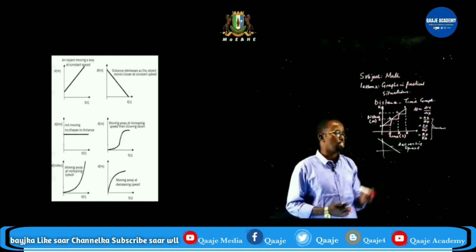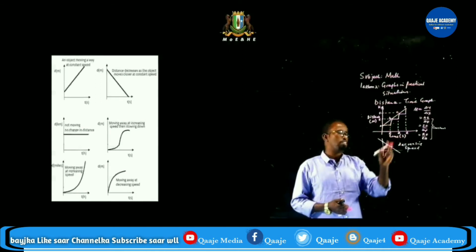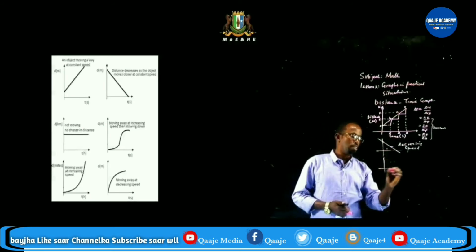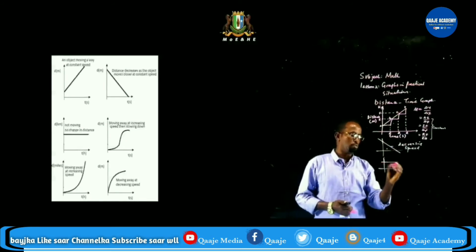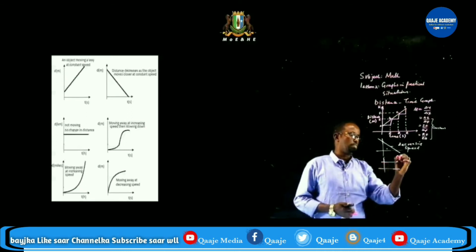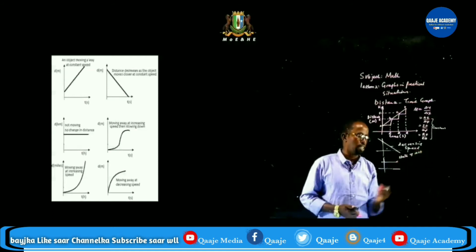And this one is increasing speed. The next one is constant gradient. This one, the gradient is negative. The third one, the gradient is 0. This is a state of rest, or stationary, that is.